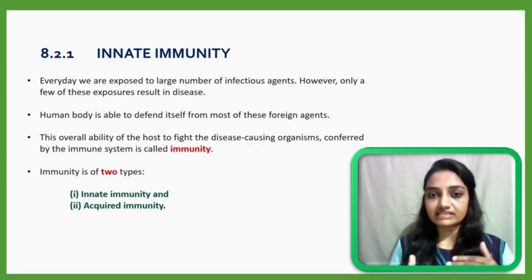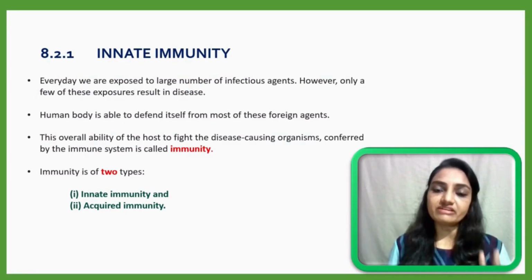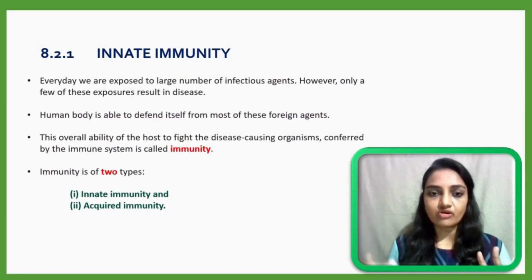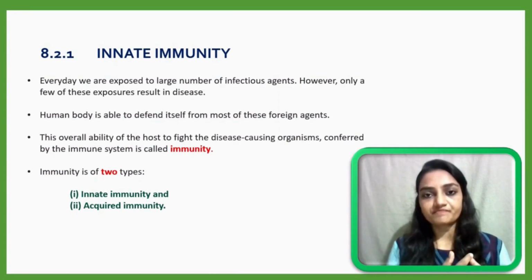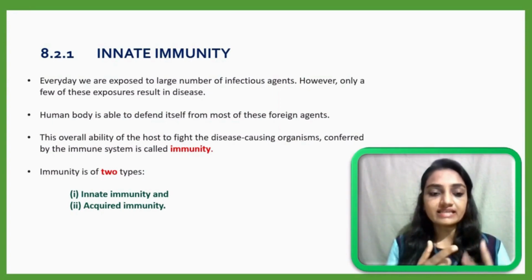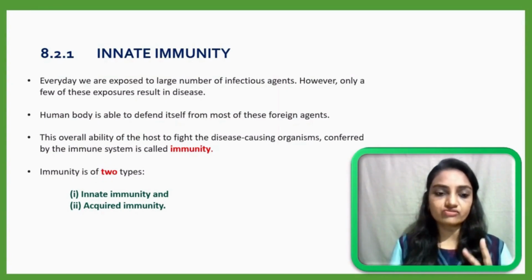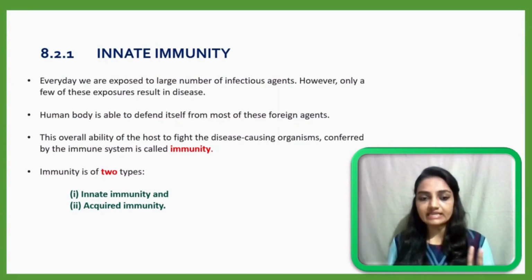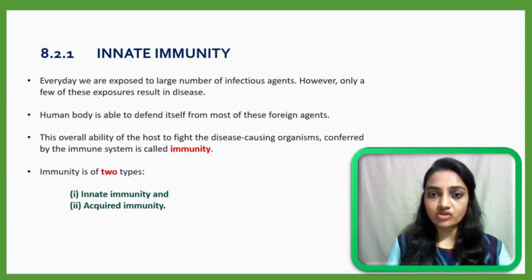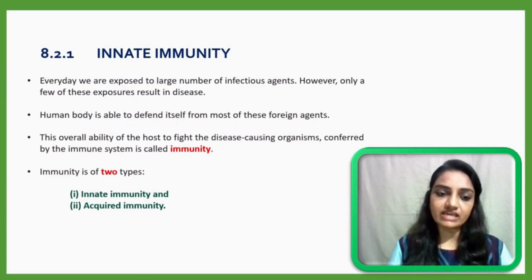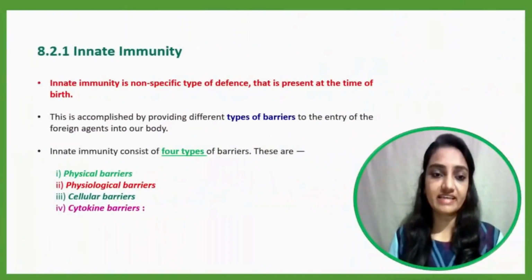Now let me explain in detail the types of immunity. Immunity can be divided into two types. Every person who is born has two types of immunity. First is innate immunity, which we get from birth. The second is acquired immunity, which we develop after birth. So there are two types of immunity, innate immunity and acquired immunity. In today's lecture, we will discuss only innate immunity. So let me explain innate immunity.